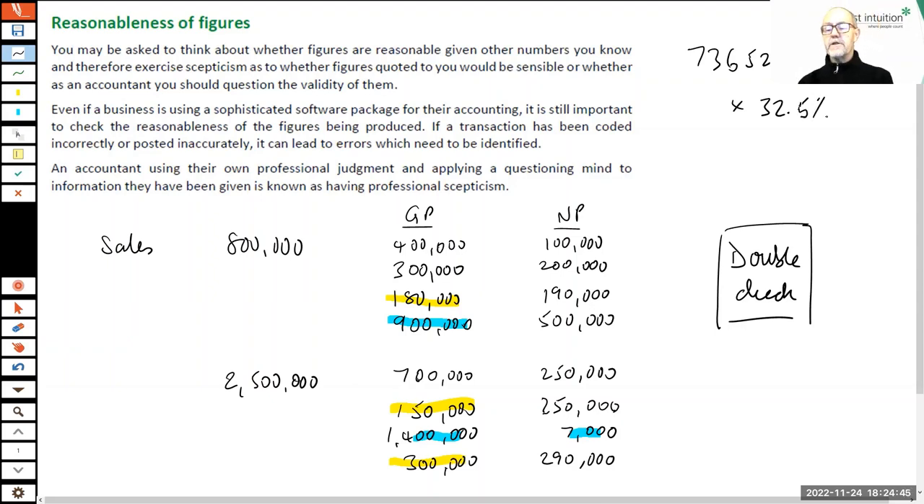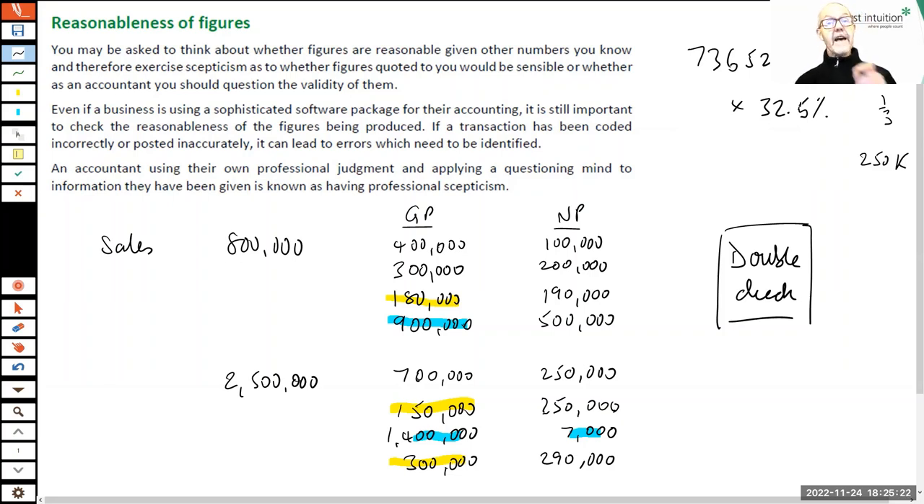Okay, lots of digits there. Here's what I do. I say, well, that's about a third. And that's about 750. And a third of 750 is about 250,000. So when my calculator says to me $2.4 million, I know something's wrong. What I did there, I bounced the seven at the end.